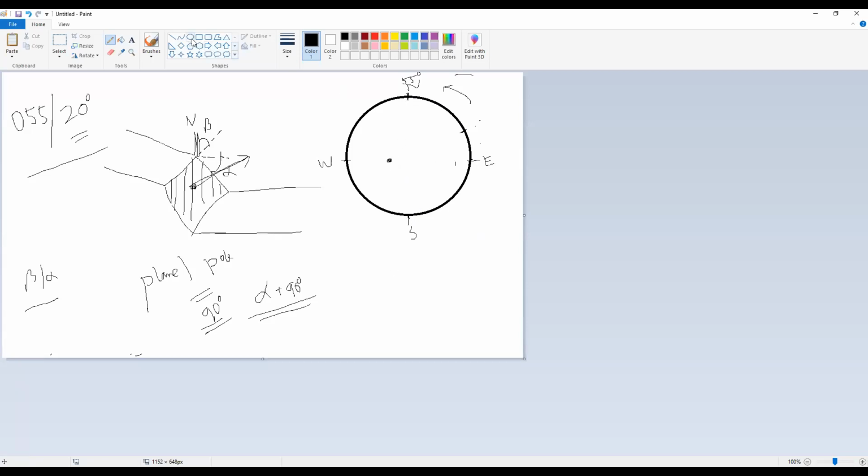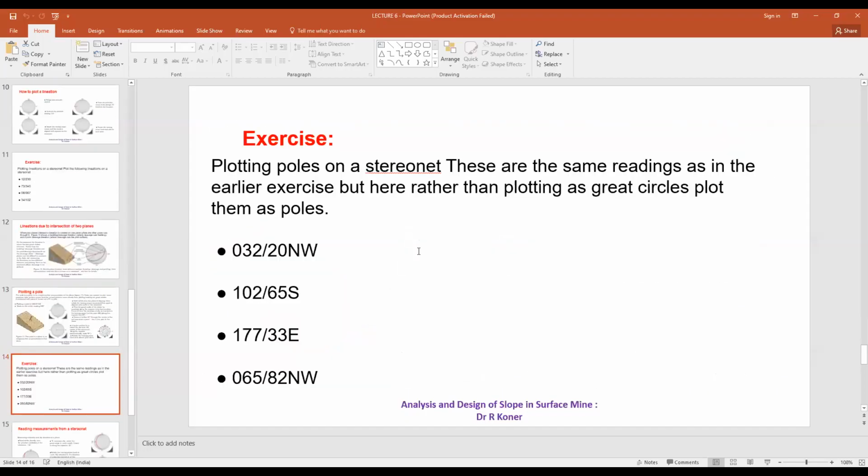Now after rotating back to its original position, the pole would be, after plotting it, here. Okay. Up to this point is clear.